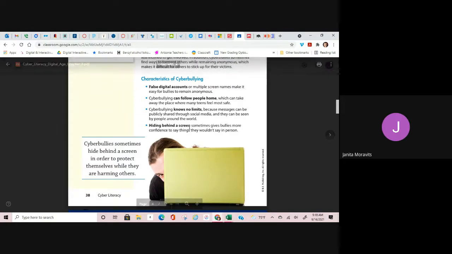Hiding behind a screen sometimes gives bullies more confidence to say things they wouldn't say in person. Again, that being anonymous and hiding behind the screen. They're still doing what they're doing, but they don't really have to face it because they know nobody knows who they are.